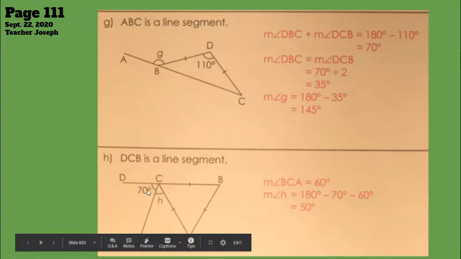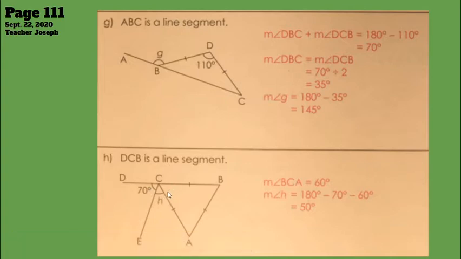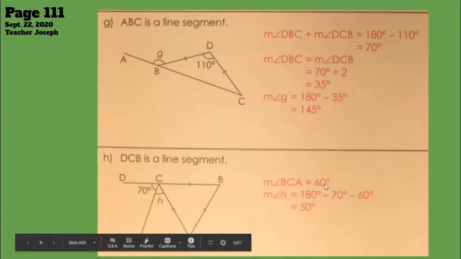So this is 70, this is 50, and again, this is 60 right here because it's an equilateral triangle. And 60 plus 60 plus 60 equals 180.